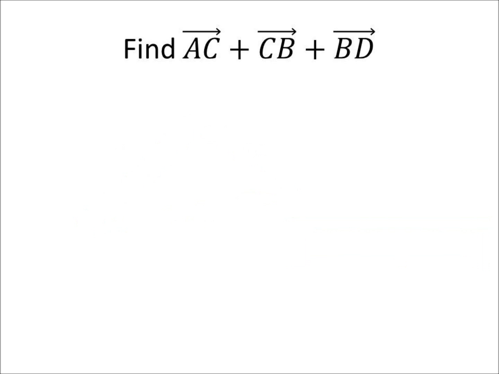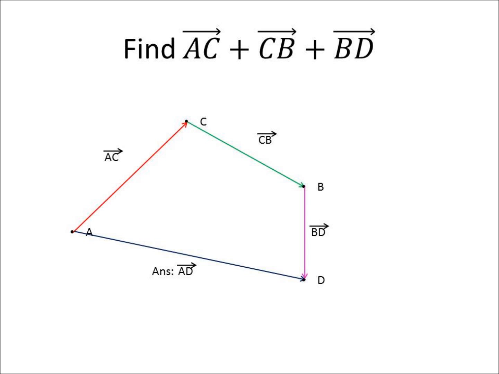Okay, so let's try another example. Look at the slide, whereby your job is to find the resultant of the following vectors. If I'm traveling from A to C, and then CB, and then finally BD. If we represent this in graphical form, you will see that these arrows represent movement from A to C, C to B, and B to D. So following this route, the final result will be, of course, from A traveling to D. So the final answer is just AD.